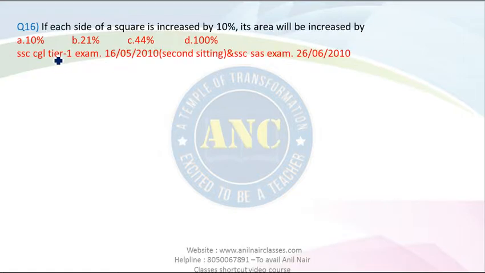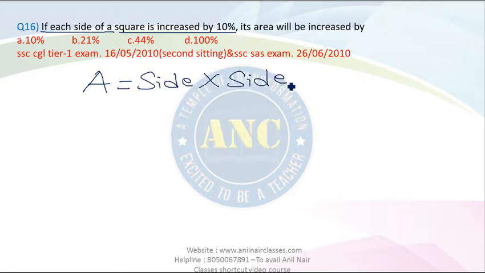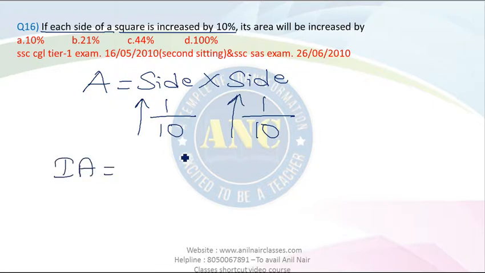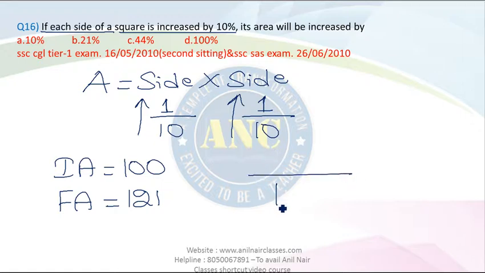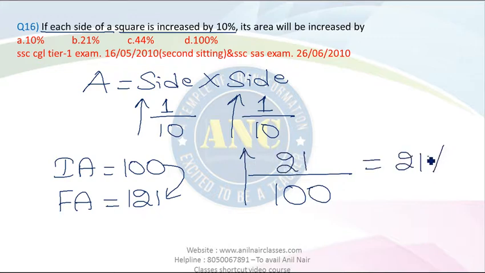Question number 16. If side of a square is increased by 10%, area of square is side into side. Area will be increased by what percent? First side is increased by 10%, second side is increased by 10%. Initial area is 10 into 10, 100. Final area: from 10 there is an increase of 1, it is 11. From 10 there is an increase of 1, 11. 11 into 11 is 121. Initially it was 100. 100 is becoming 121. There is an increase of 21. 21 by 100 is 21%.